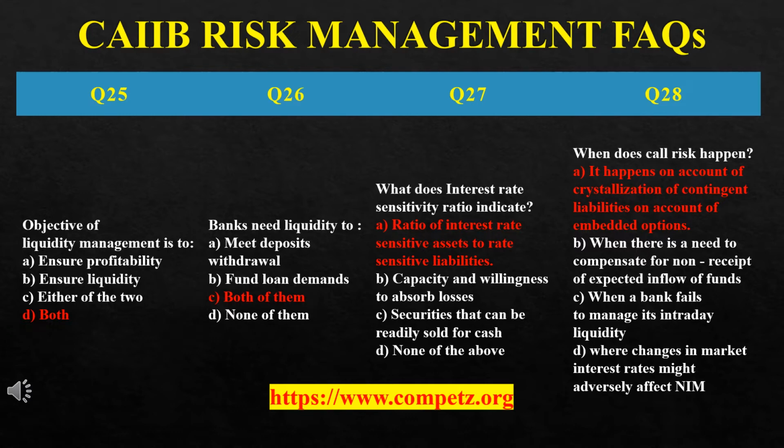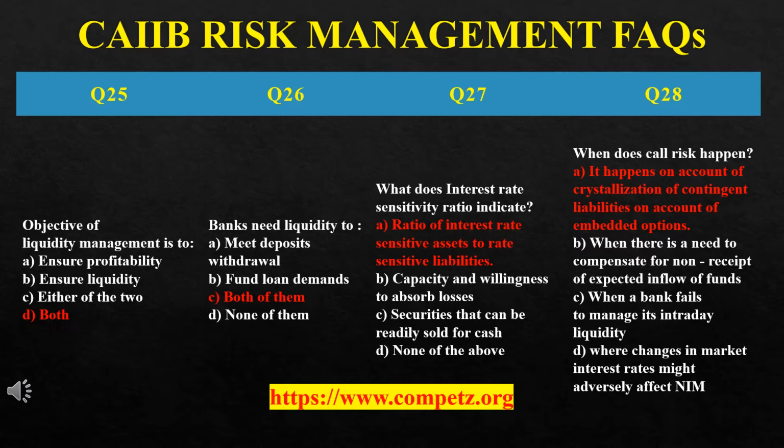Moving to the next question: banks need liquidity. Why do banks need liquidity? As a banker, you may know. There are 4 options: meet deposits withdrawal, fund loan demands, both of them, none of them. So the answer is C. Banks should maintain sufficient liquidity to pay depositors. Because when someone withdraws funds, the staff should have the amount so that the bank can pay the respective depositor, either on maturity or before maturity.